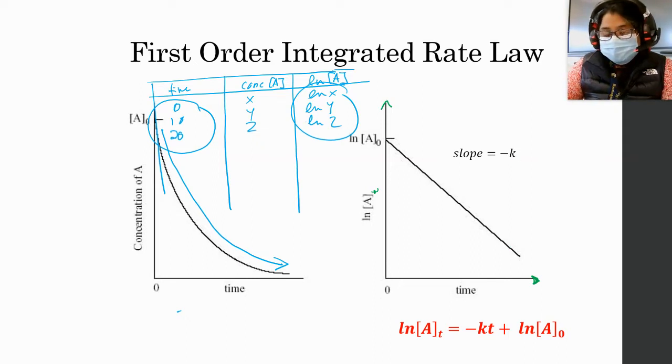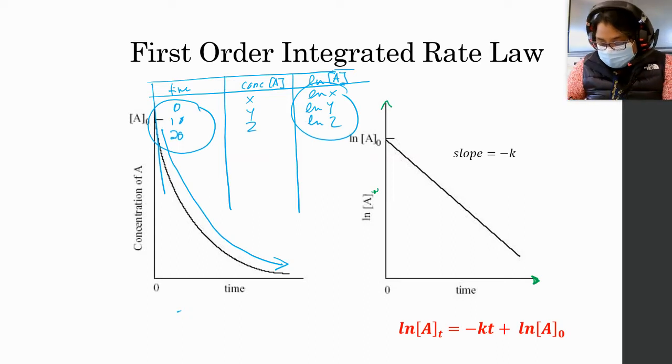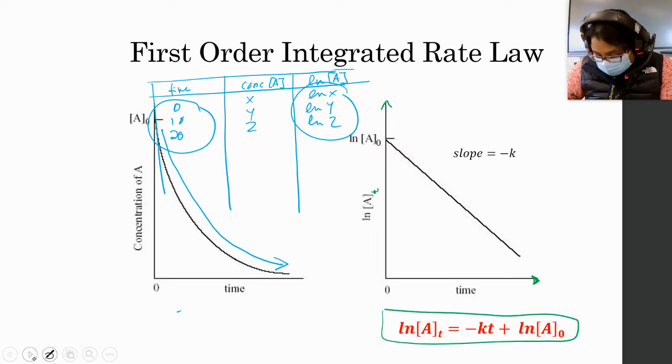Again, the rate constant cannot be negative. It's just the slope that's negative. The value for the rate constant is always going to be a positive number. Okay? So that is first order. This one is given to you. You don't need to memorize this one.